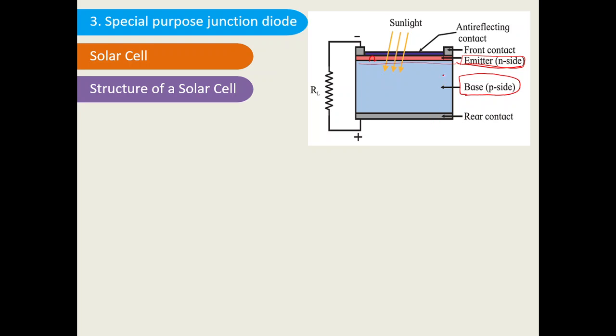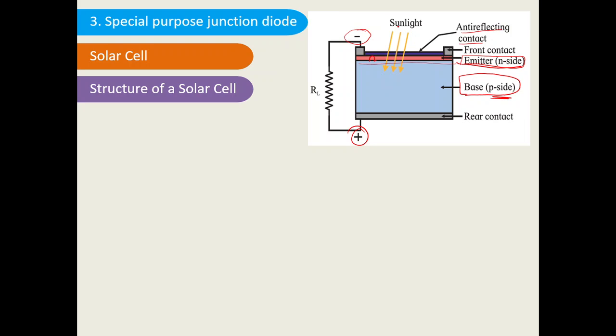Now, in order to get the electrical connections, this is the rear contact, the back side contact. Since it is connected to the P side, it is positive. While this is the front contact, the front contact electrodes are there, since it is connected to the N type semiconductor, I can say it is negative. Then the anti-reflecting coating is there.